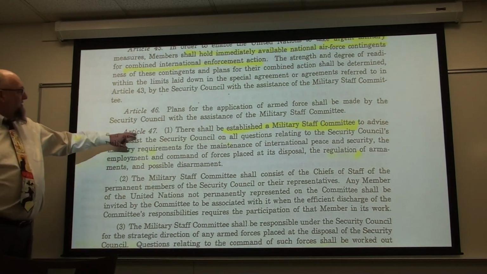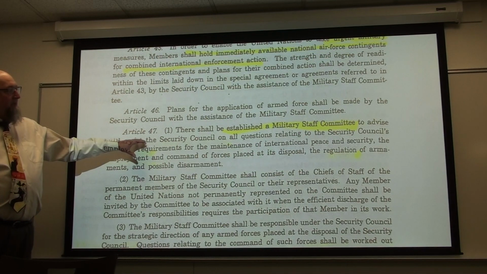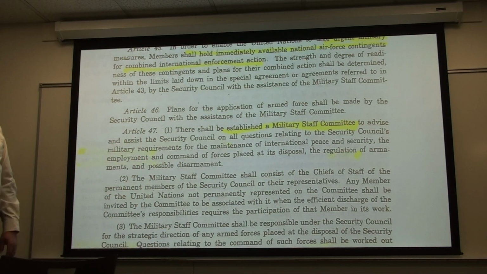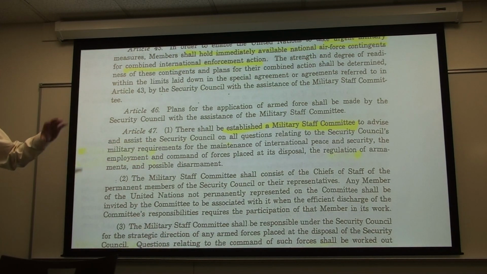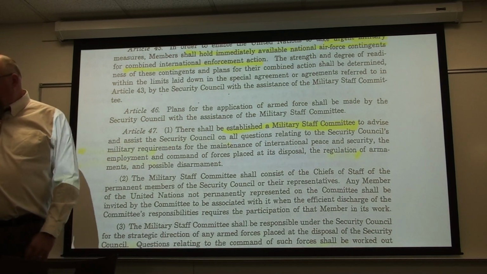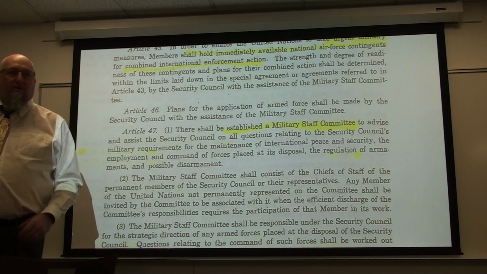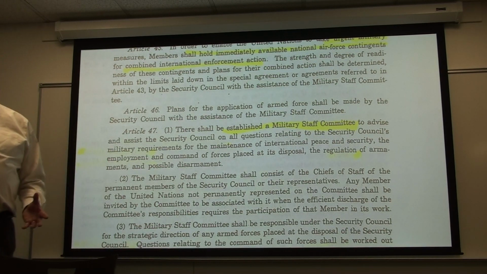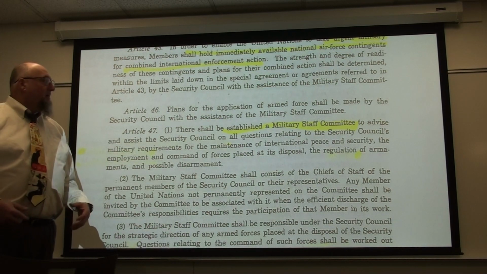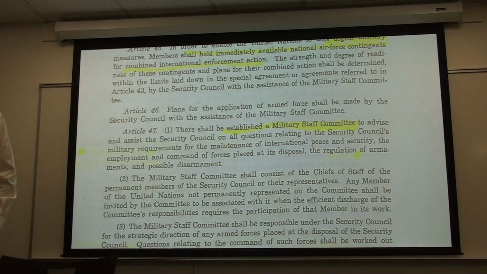Under Article 47, it establishes a chain of command, which is called the Military Staff Committee. I'm not really going to go into the details of all that, but that establishes a command chain for military action and coordination of various armed forces under the United Nations overall control and command.